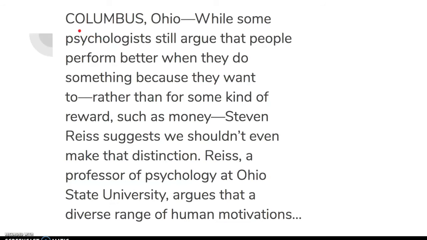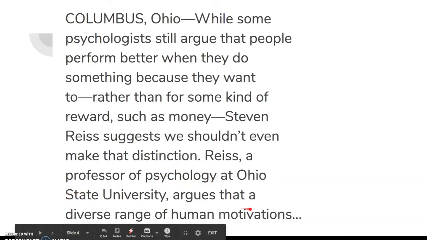Okay, Columbus, Ohio. A lot of news articles will do this. They'll write the location where their article comes from. Okay, while some psychologists still argue that people perform better when they do something because they want to, rather than for some kind of reward, such as money, Stephen Rice suggests that we shouldn't even make that distinction. Rice, a professor of psychology at Ohio State University, argues that a diverse range of human motivations, and we'll continue the rest on the next page.